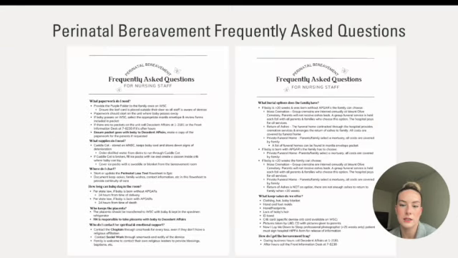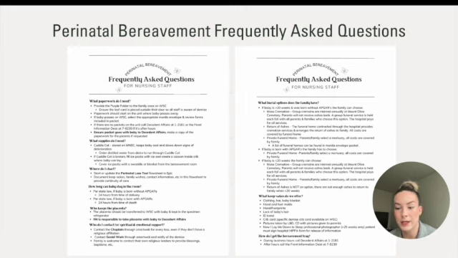So this is the first 2 pages of the frequently asked questions document. I just included all of the questions I could think of. I also asked all of my coworkers the things that they struggle with, and compiled it into a document. I pulled a lot of this information from our bereavement policies.